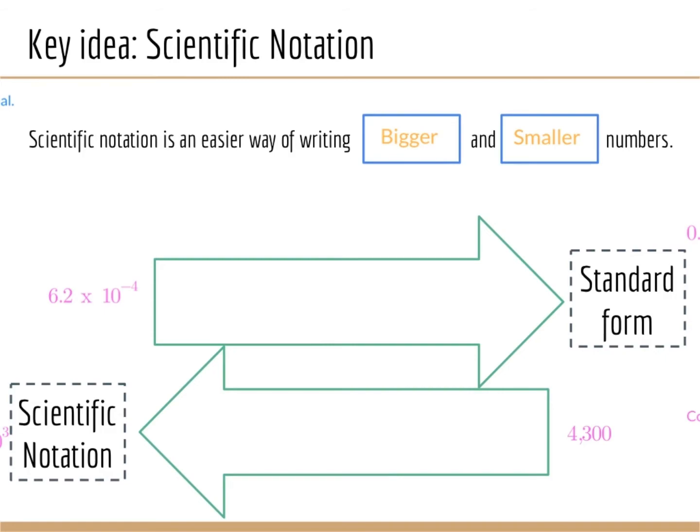So we're going to start at the top, and we're going to be taking our scientific notation number there, our 6.2 times 10 to the negative fourth, over to standard form.